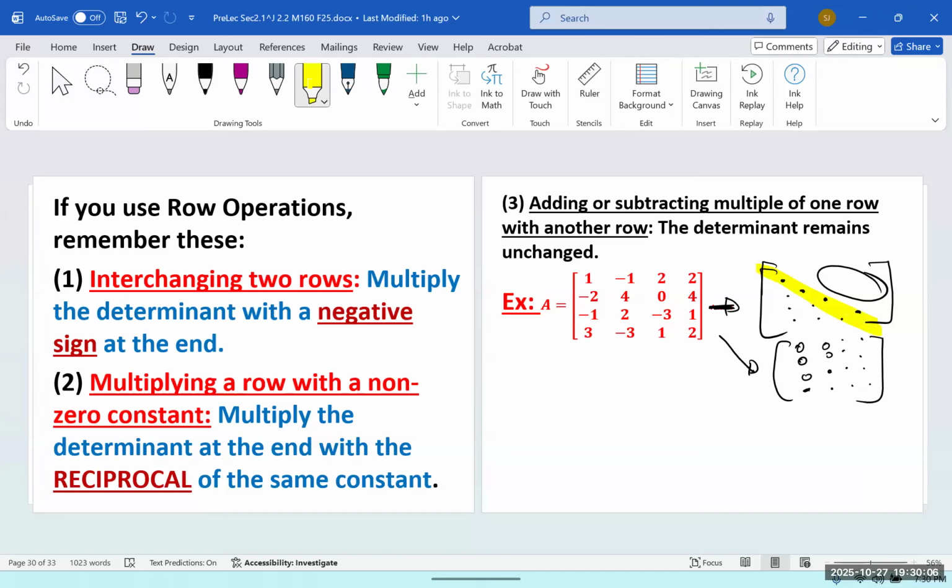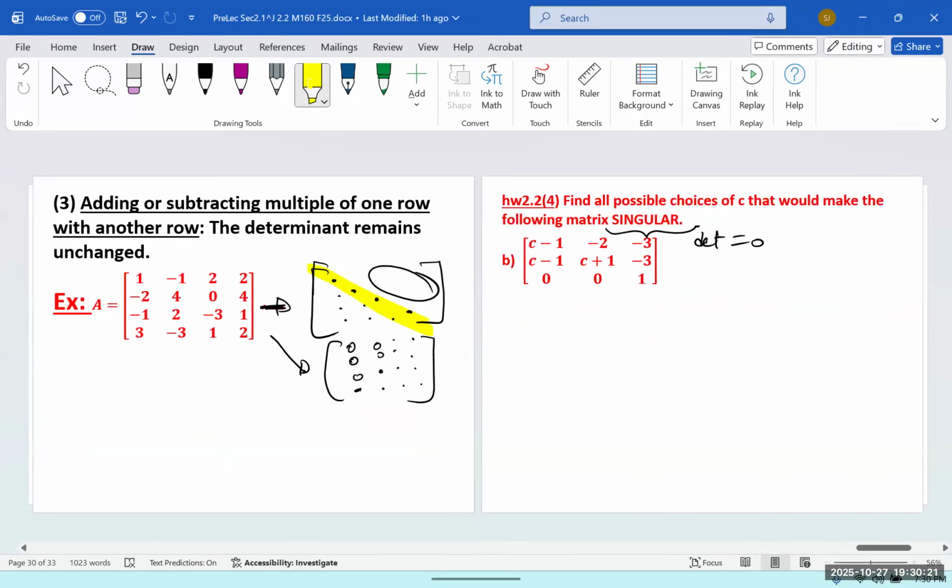So convert this into something like that, where you have zeros, or convert this into a triangular matrix. It could be upper triangular or lower triangular. Use any of these, and if you're done, there is one other matrix we have, where you are finding all possible values for C which will make the matrix singular. And singular means the determinant is 0.